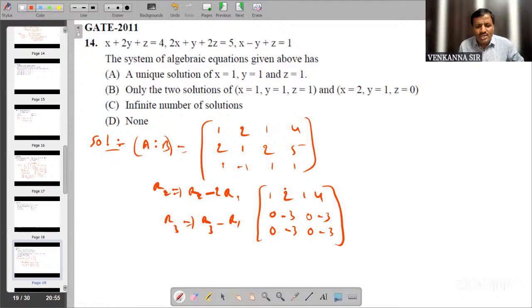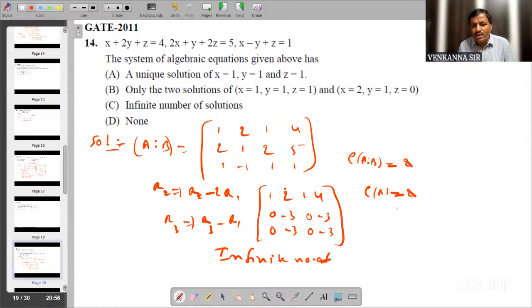These two rows are proportional rows. Definitely you can confirm the last row is a 0 row. Then what type of solution? It is an infinite number of solutions. You need not wait much time in the exam. Whenever you find the last 2 rows are the same, the last row becomes a 0 row. Then rank of augmented matrix is 2, rank of A is also 2. Both are equal, less than the number of unknowns. Straight away the answer is infinite number of solutions.